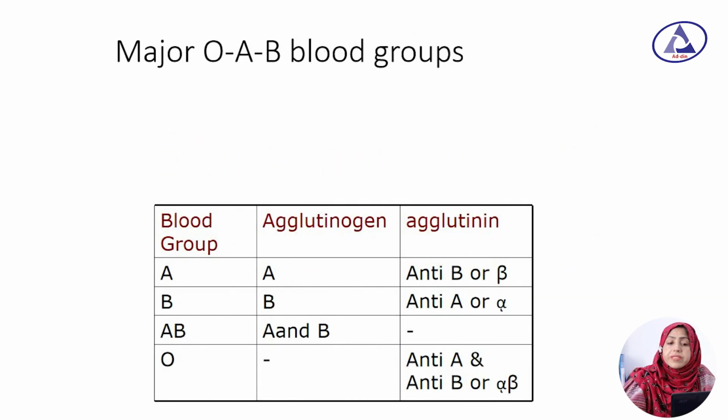So what are the major groups of the ABO system? In blood group A, the agglutinogen is A and agglutinin is anti-B or beta. In blood group B, agglutinogen is B and agglutinin is anti-A or alpha. In blood group AB, agglutinogen is A and B and no agglutinin is present. And in blood group O, no agglutinogen is present on the RBC membrane, but the agglutinins are anti-A and anti-B, or alpha and beta.